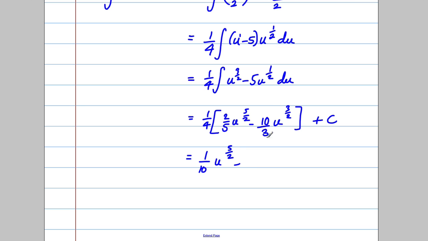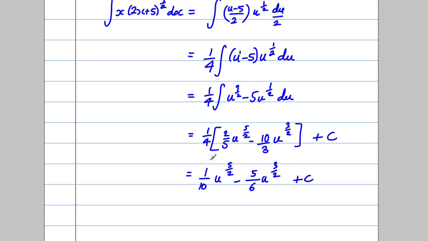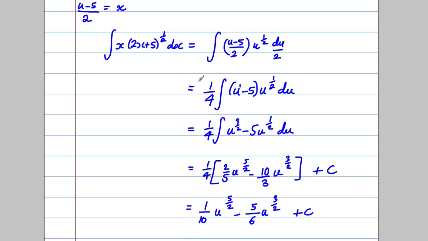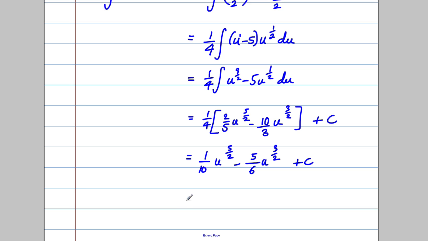Subtract a quarter times this, which would be equal to 5/6 u to the power of 3 over 2, add constant. So that is my answer. Now, it's very important at the very last step you do this. The whole thing was in terms of x's, and you've given your answer in terms of u's. At the very end, give your answer back in terms of x's.